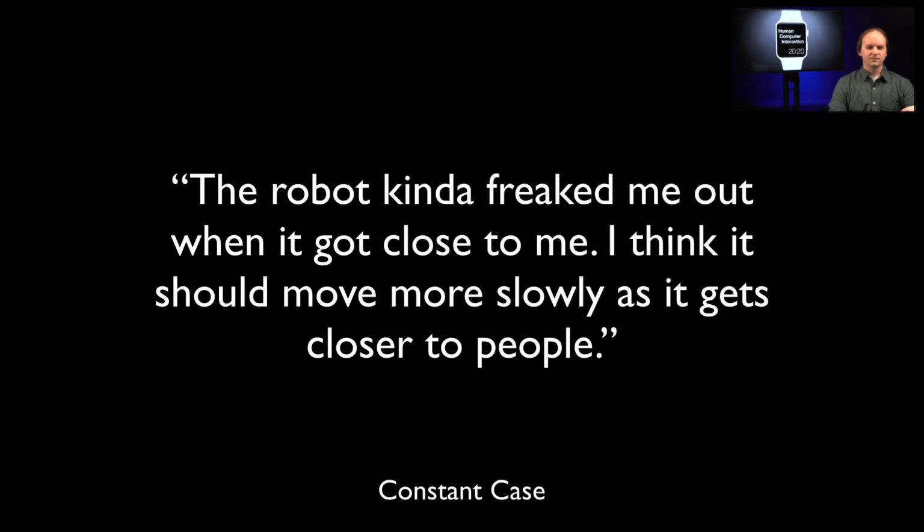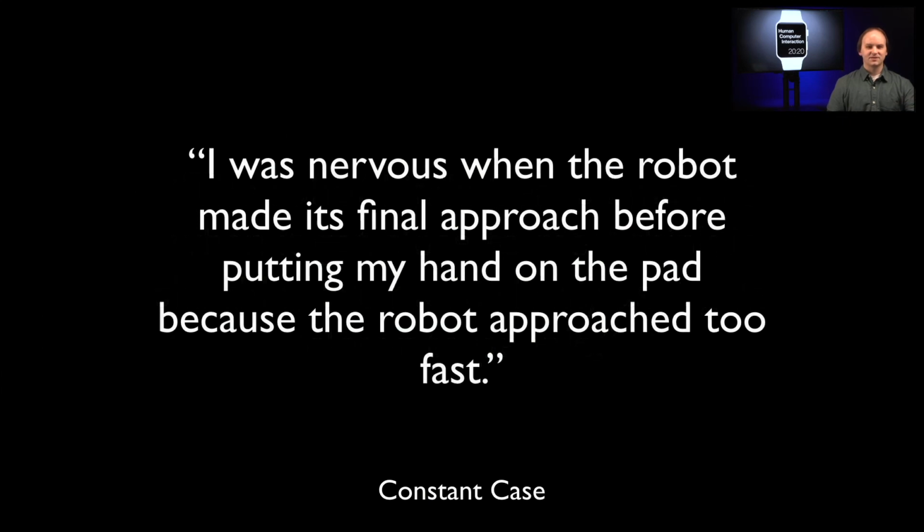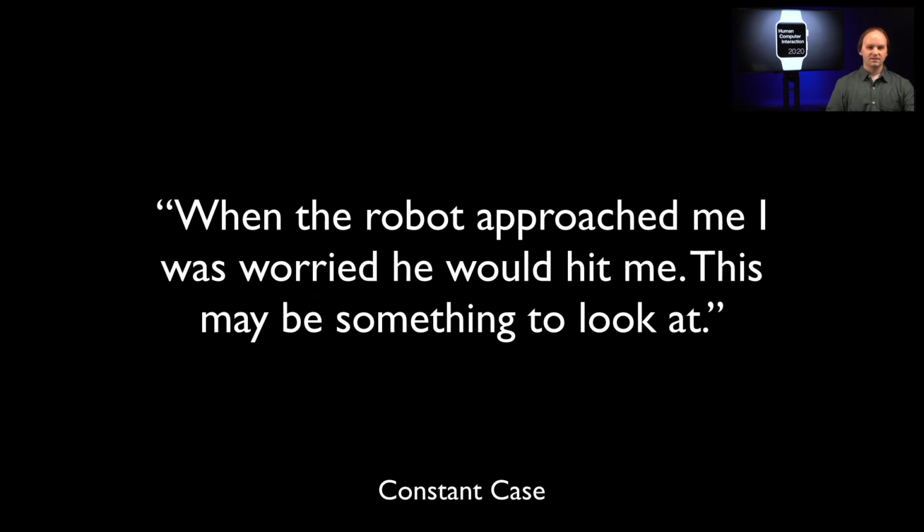These are a few quotes from people in the constant condition, talking about how they think it should move more slowly as it gets closer to people. It's kind of nice to see that when that's what you're studying. And talking about being nervous as the robot approached them when it was moving quickly, and worried that the robot might hit them in that case where it was moving at a constant rate of speed as it came up to them.